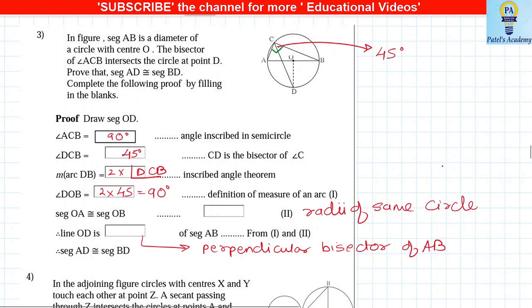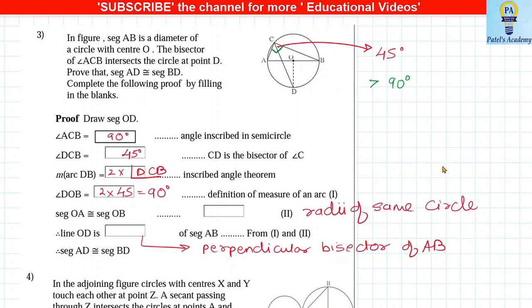Now just have a look at the figure. The angle I marked is 45. Opposite to that angle is this arc. We know the property by the inscribed angle theorem: this arc is double the angle, so that will be 90 degrees. That is what we have written in the activity below. So we got this as a right angle, 90 degrees.